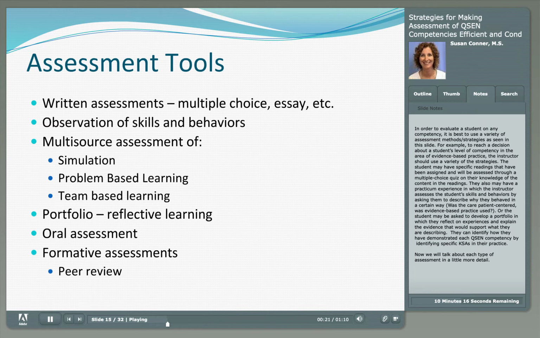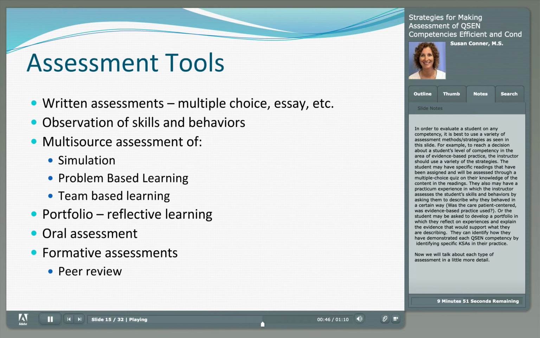The student may have specific readings that have been assigned and will be assessed through a multiple-choice quiz on their knowledge of the content of the readings. They also may have a practicum experience in which the instructor assesses the student's skills and behaviors by asking them to describe why they behaved in a certain way. Was the care patient-centered? Was evidence-based practice used?